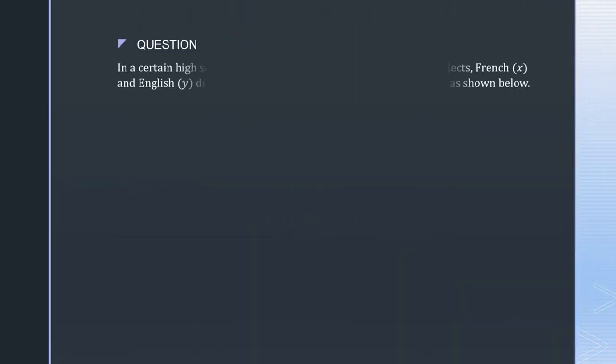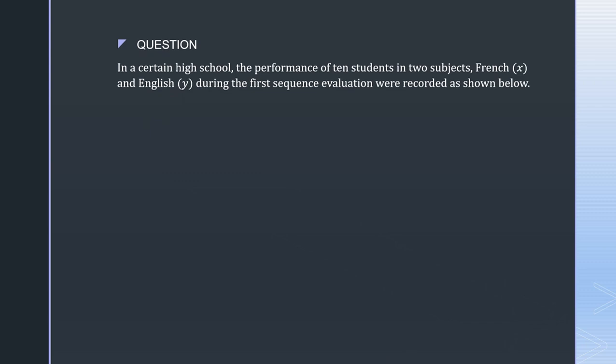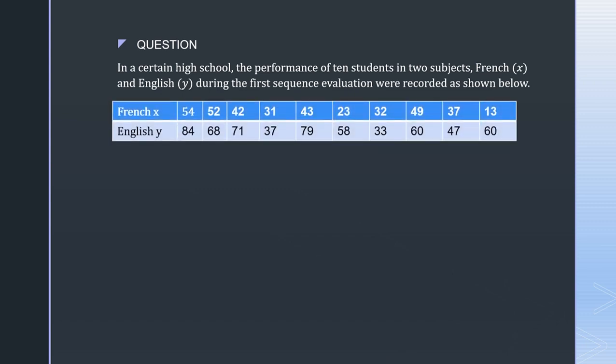So the question reads, in a certain high school, the performance of 10 students in two subjects, French X and English Y, during the first sequence evaluation were recorded as shown below. So we have the French marks and we have the English marks. As displayed on the table, we have 10 different outcomes: 1, 2, 3, 4, 5, 6, 7, 8, 9, 10.